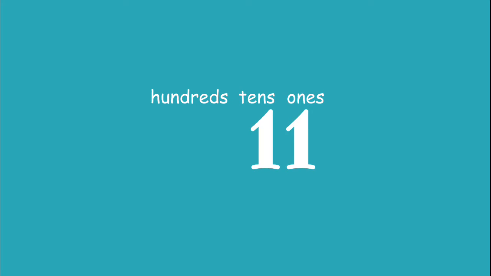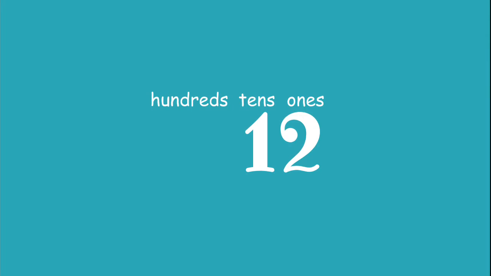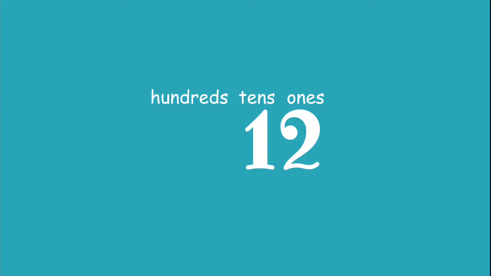What if I go on to the number 11? Well, easy. That means I still have 1 group of 10 in the tens place and 1 group of 1 in the ones place. 1 group of 10 plus 1 is 11, which is what you can see that we have here. What about 12? Well, same thing. We still have 1 group of 10, and now we have 2 groups of 1. 10 plus 2 equals 12.